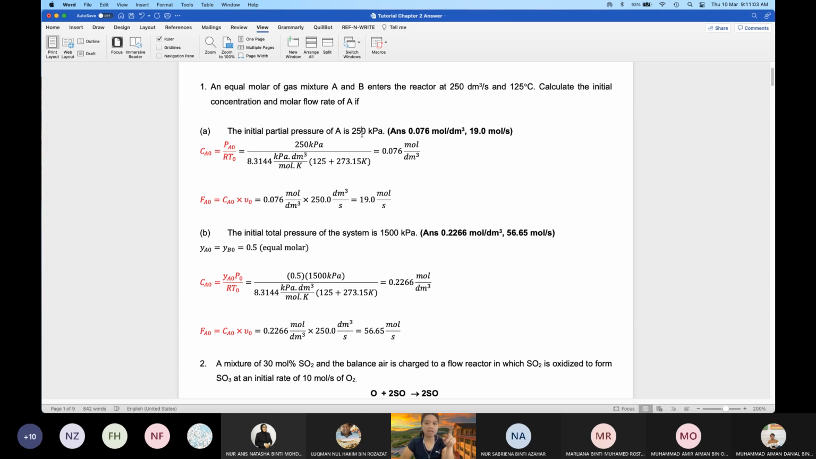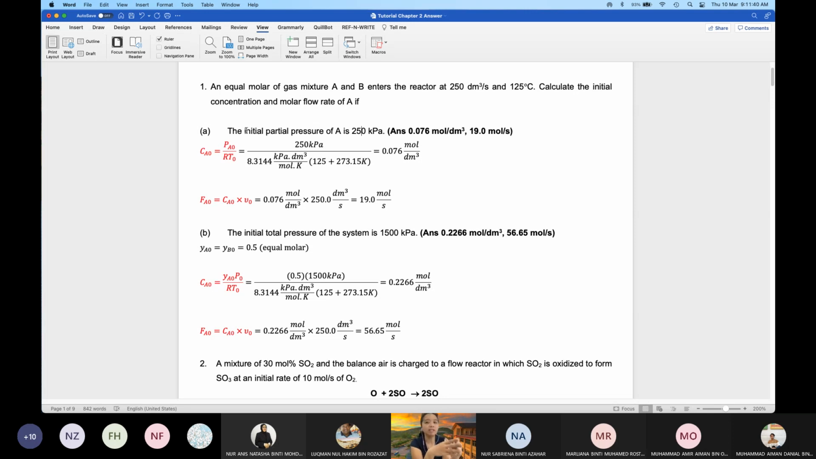Pressure we use P. For compound A, P subscript A. Since this is the initial partial pressure, we have naught. So the 250 is actually P_A0, which is 250 kilopascal. So how do we find the initial concentration? If you remember, previously I taught you in chapter 2, for gas phase only and only gas phase, there is an equation that can be used to find the initial concentration.